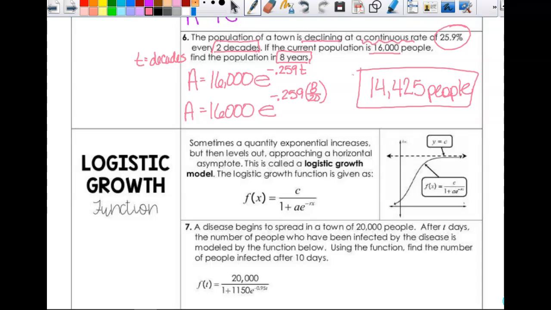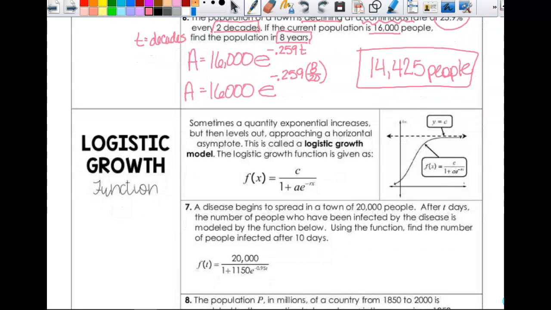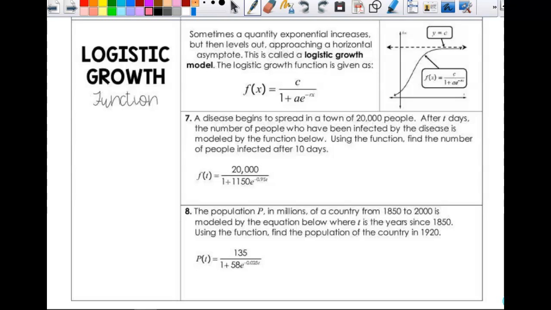So it says, sometimes a quantity exponentially increases, but then levels out, approaching a horizontal asymptote called the logistic growth model. So here's an exponential increase, but then it's going to reach a limit. Like it's not going to get any higher than that. Just like this eventually is going to have to, I mean, I doubt there's going to be 10 people, then 2 people, then 1. It's probably going to level out maybe there too. And this is going to be super easy to do because it pretty much plugged everything in for us. So the math is not going to be difficult, but I want to talk about why this would make sense.